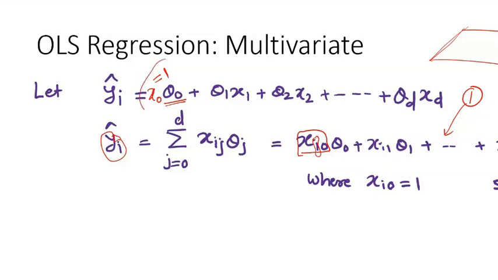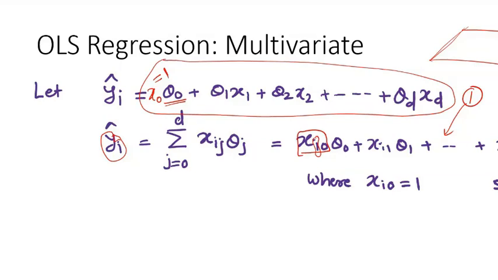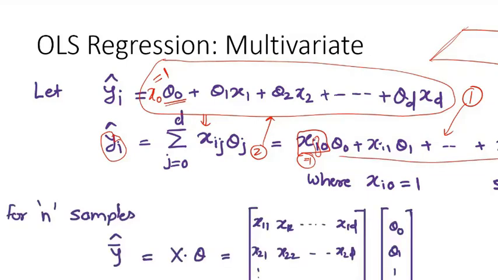So I am writing this equation 1 in the form of a summation. If you expand this equation 2, it will come to equation 1. Only thing is, be careful that I am adding one extra term, which is x_i0, and which is always equal to 1, so that I can write in this form. So this will simplify things.